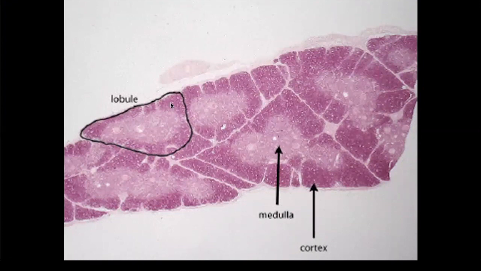Each lobule consists of two areas, a cortex, which is the darker staining area, and the medulla. Remember, the thymus is a primary lymphoid organ. It releases the hormone thymosin, and that hormone regulates T cell maturation. So this is the site for T cell maturation.